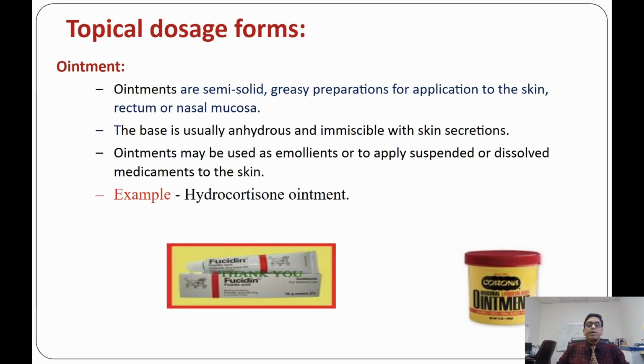Ointment. Ointments are semi-solid, greasy preparations for application to the skin, rectum, and nasal mucosa. The base is usually anhydrous and immiscible with skin secretions. Ointments may be used as an emollient or to apply suspended or dissolved medicaments to the skin. Example is hydrocortisone ointment.